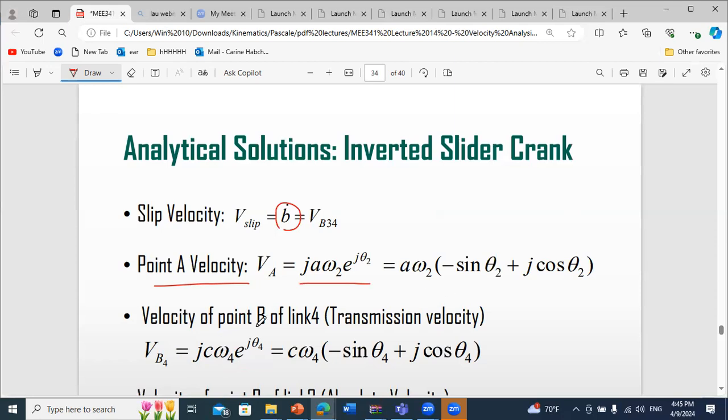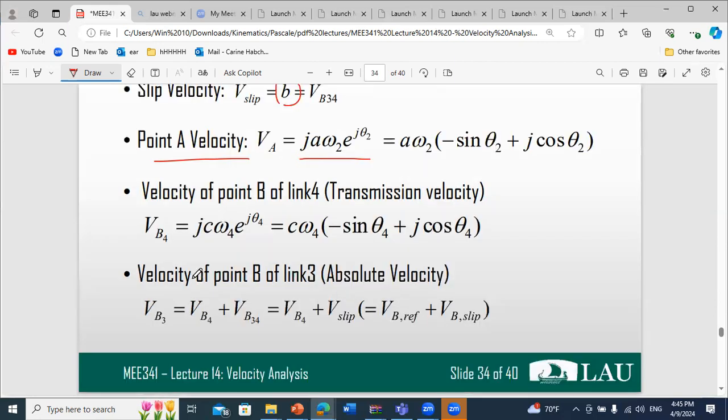If you want to solve for velocity of point B, then you say point B is given by vector O4B, okay? And this vector has a magnitude of C, and has an angle with the horizontal equal to theta 4. So I can define vector VB4 as j C omega 4 e^(j theta 4), which is equivalent to C omega 4 (minus sine theta 4 plus j cosine theta 4).